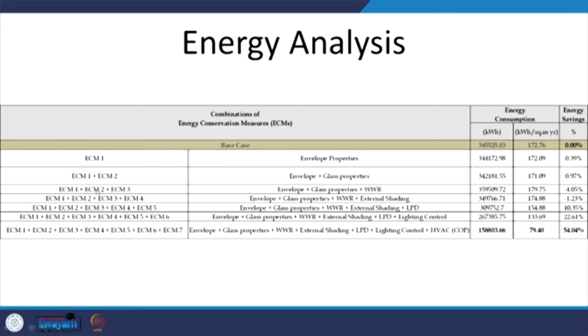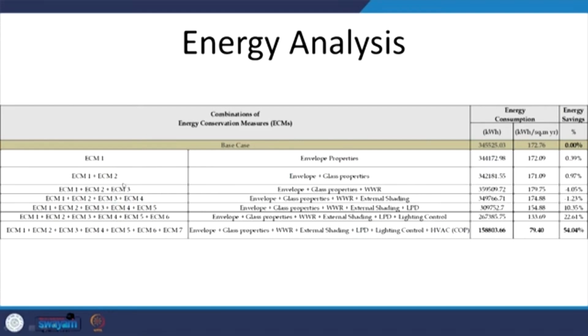In ECM1 plus 2 plus 3, we add further the window wall ratio. So, instead of 40% which was taken as the base case, we now have taken 60%, and then the energy consumption for them is recorded here: the normalized value, which is kilowatt hour per square meter per year, and the overall energy consumption value. So, as we move on, we introduce each ECM measure.